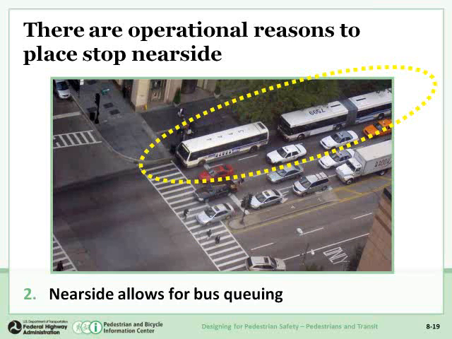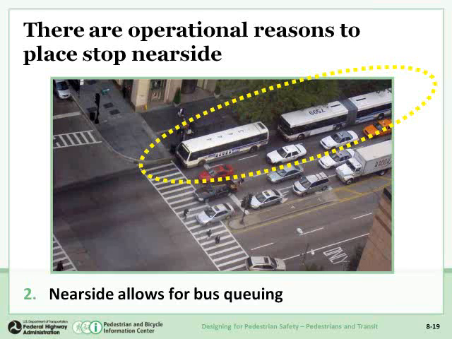Another reason is near side stop allows for bus queuing. As you can see in this photo, there's two buses that are queuing on the near side of the intersection. Buses can't queue on the far side of the intersection, especially if there's multiple routes being served at the specific location. That's the primary reason. If there's multiple routes being served, then you really can't place it on the far side very effectively.